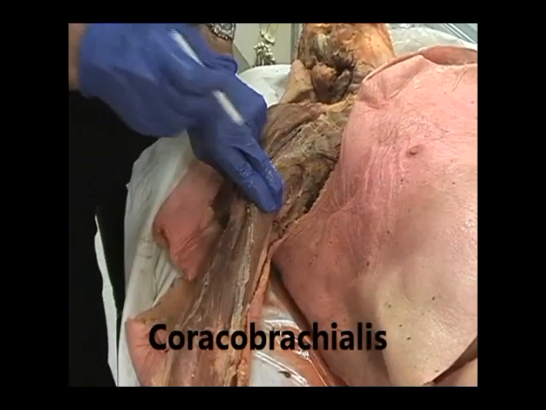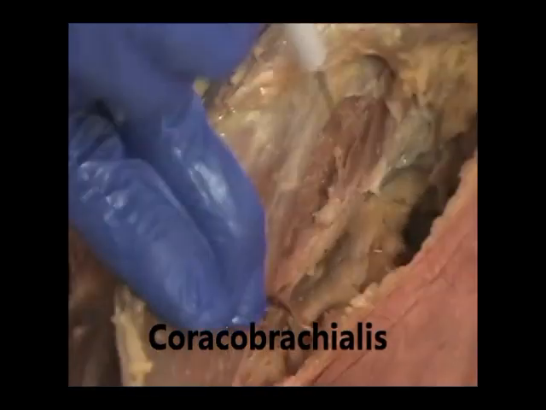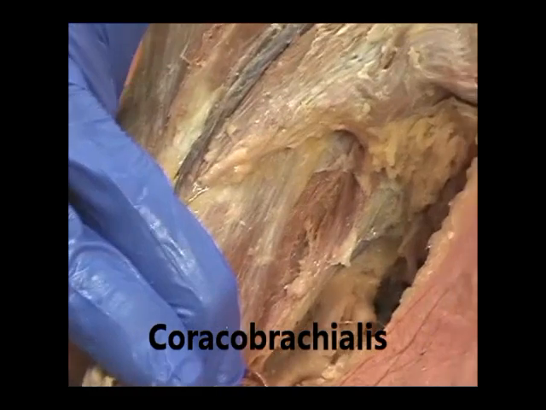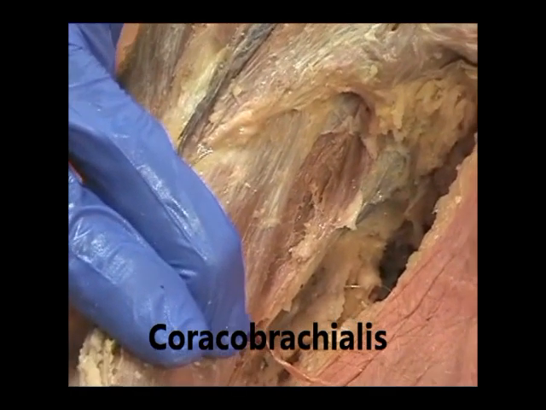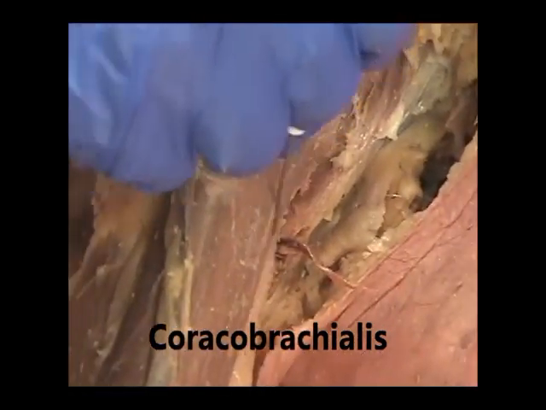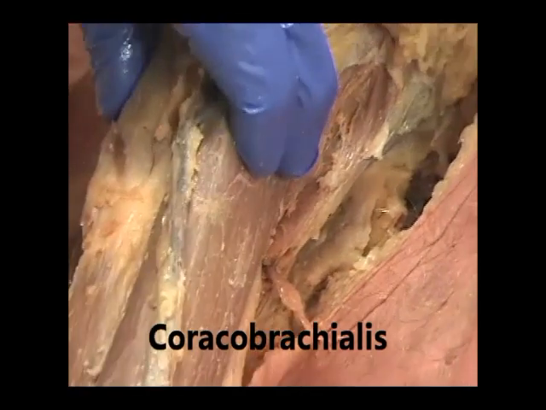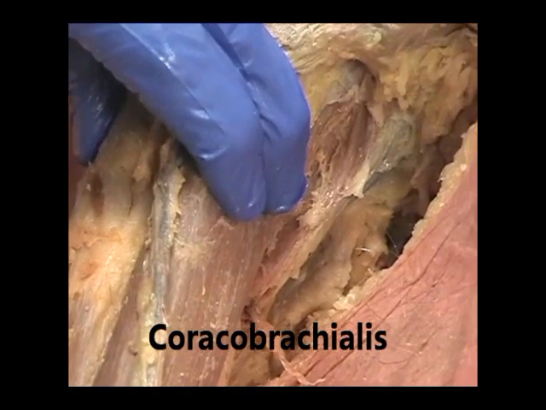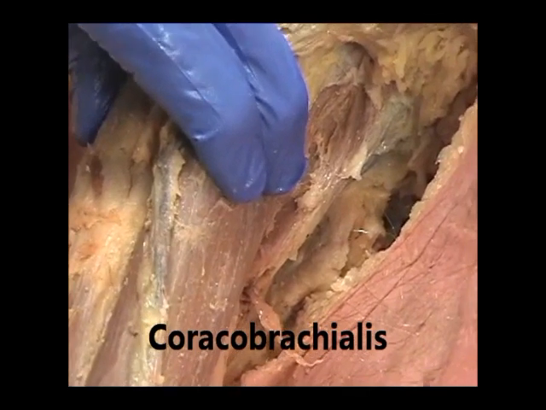On the cadaver, the coracobrachialis muscle is right here, coming from its origin on the coracoid process of the scapula and inserting on the medial margin of the humerus. Its action is flexion of the humerus and adduction of the humerus.